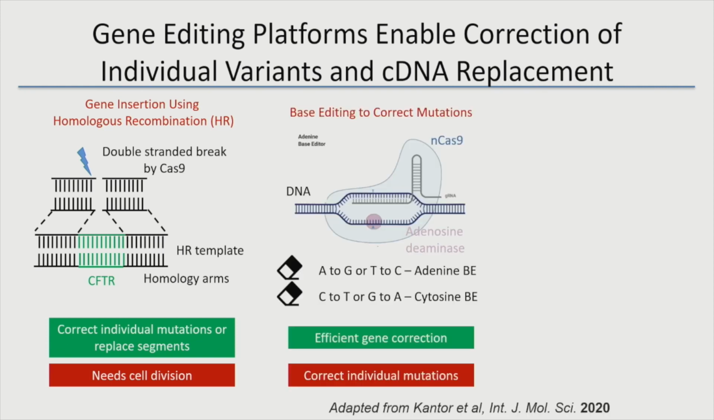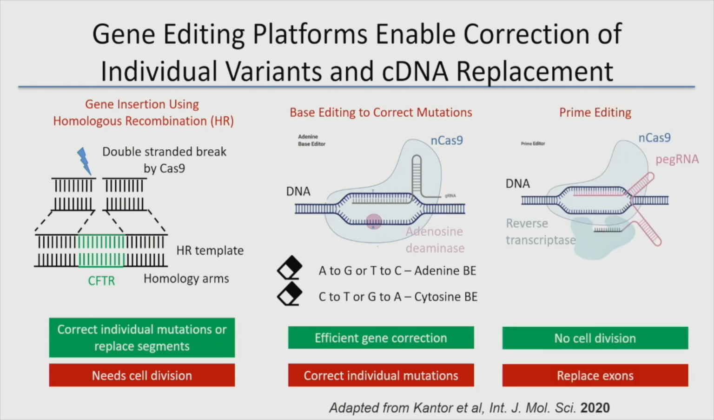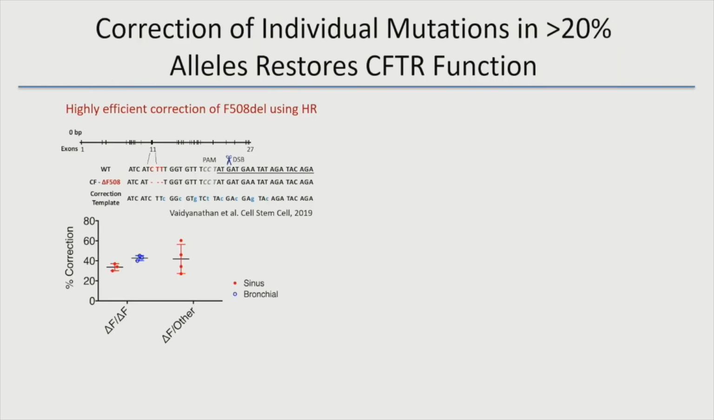You can use base editing. And base editing is just a nickase version of Cas9 fused with a deaminase, right? You have efficient gene correction, but then you have to go one mutation at a time. And then we just heard about prime editing, and it doesn't require cell division, and you can replace exons, right? So how do we think about all of these different approaches to then think about how we can help people affected by different variants?